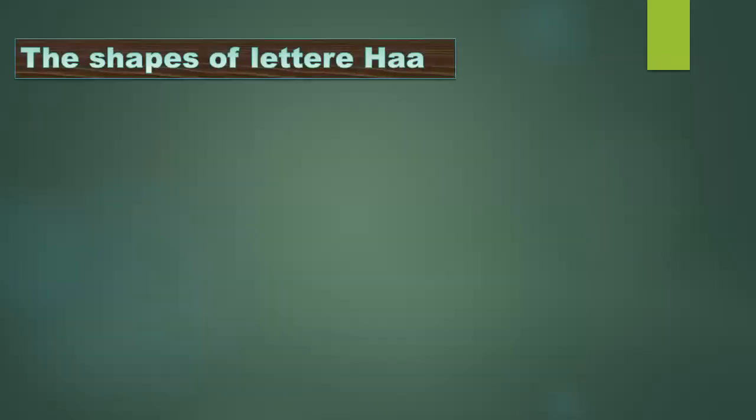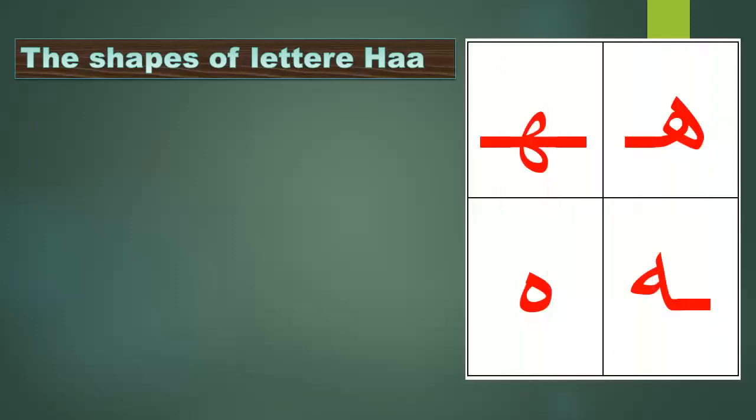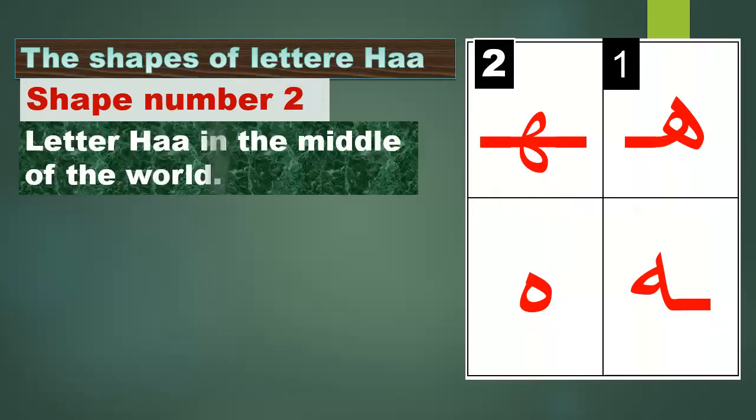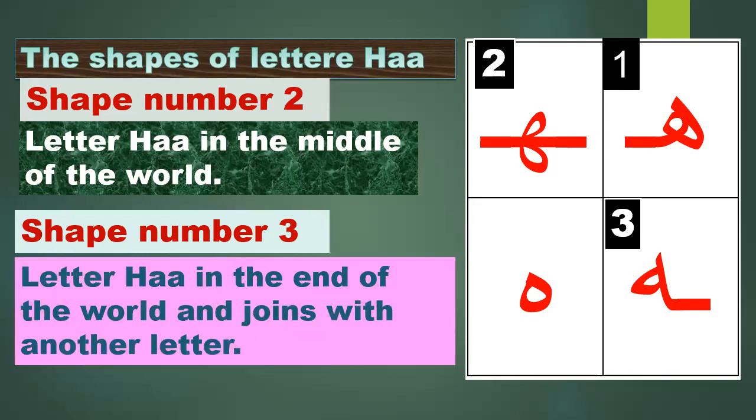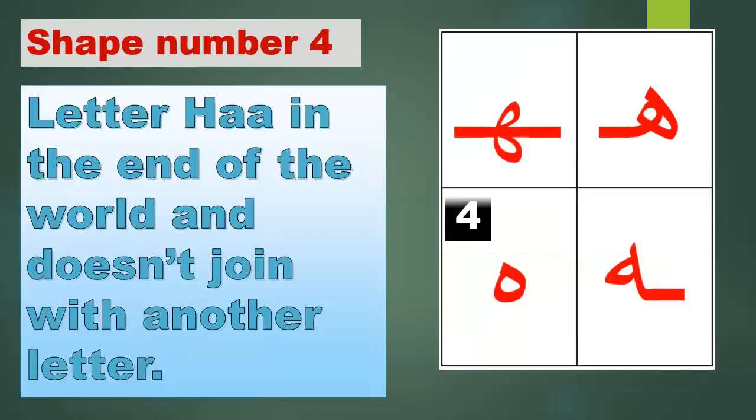Very good. The shapes of the letter Ha. There are four shapes. We studied them together. Shape number one, Ha at the start of the word. When you start the word with the letter Ha, you write it like this. Shape number two, letter Ha in the middle of the word. Shape number three, letter Ha at the end of the word and joined with another letter. Shape number four, letter Ha at the end of the word and not joined with another letter. Please write the four shapes of the letter Ha.